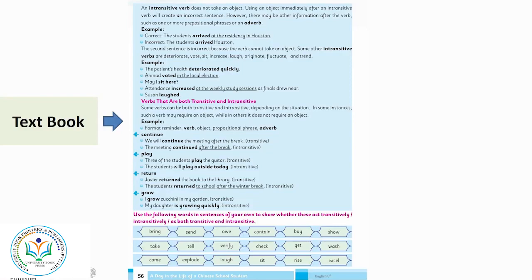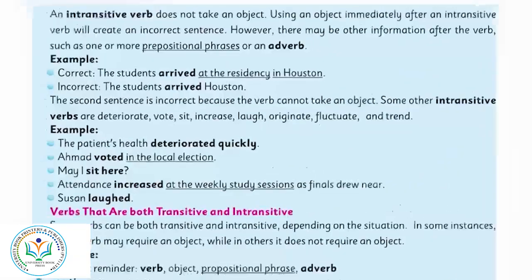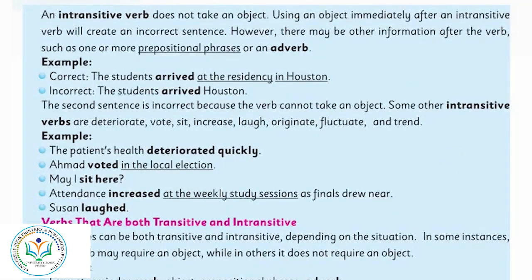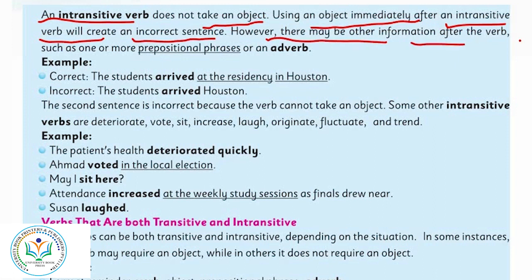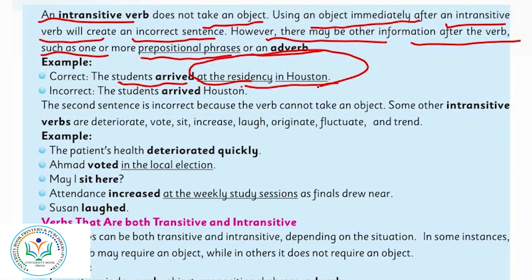Page number 56 of your textbook. We are going to discuss an intransitive verb. An intransitive verb does not take an object. Using an object immediately after an intransitive verb will create an incorrect sentence. However, there may be other information after the verb, such as one or more prepositional phrases or an adverb. For example, the student arrived at the residency in Houston. At the residency in Houston is the adverb of place, which we discussed in your previous lesson of adverbs.